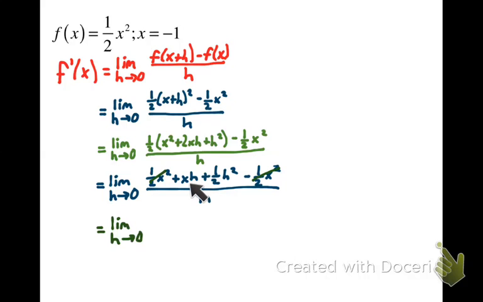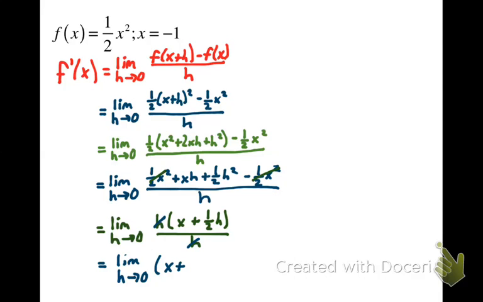Now what I'm going to do is factor h out of the numerator, so that the numerator will become h times (x plus 1/2 h). And then what the factoring, of course, helps me do is cancel out the h that's in the denominator, so this is no longer even a fraction. We're just trying to find the limit as h approaches 0 of x plus 1/2 h.